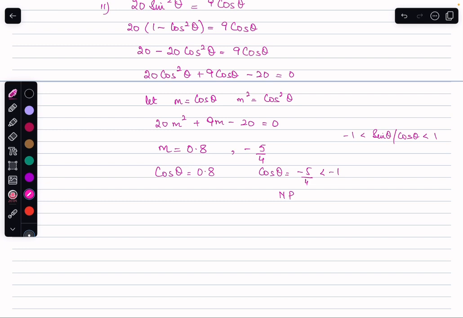Solving for cos theta equals 0.8, I get theta equals cos inverse 0.8, which gives 36.87, or giving the angle to 1 decimal place, 36.9 degrees. So this is how this question needs to be solved.